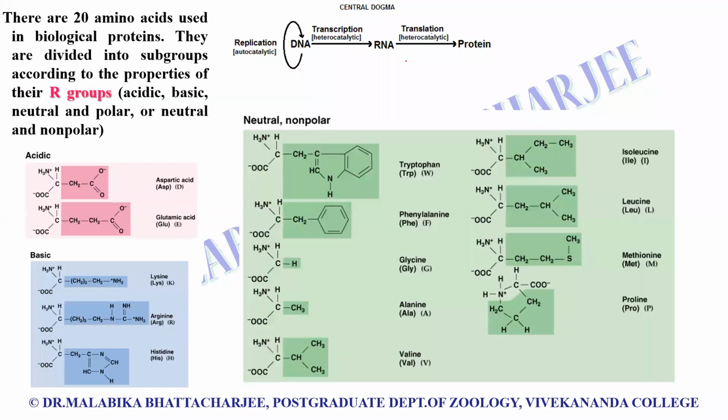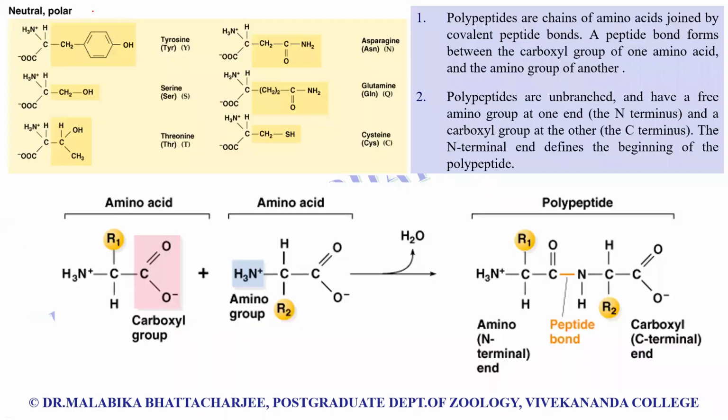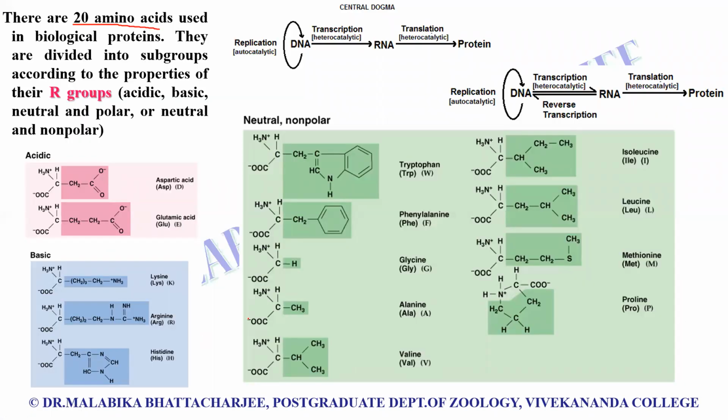And before entering into the main topic of translation, let's talk about amino acids. Now, we all know that there are 20 amino acids, and they can be divided into acidic, basic, neutral non-polar, and neutral polar.